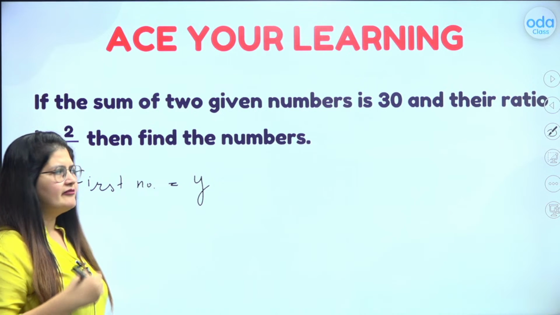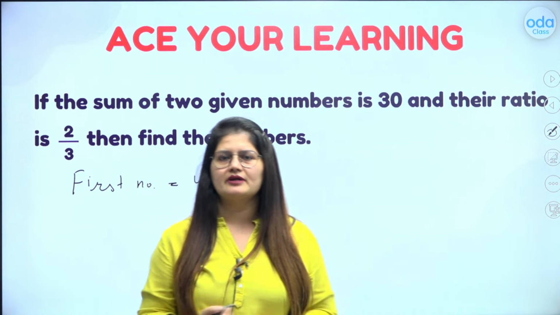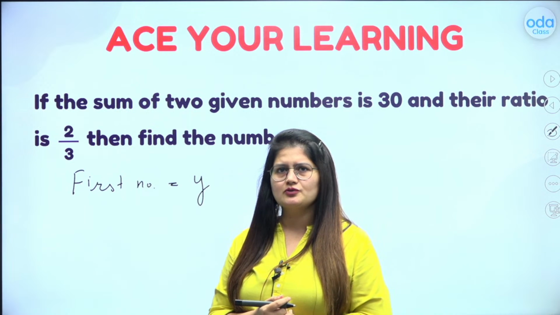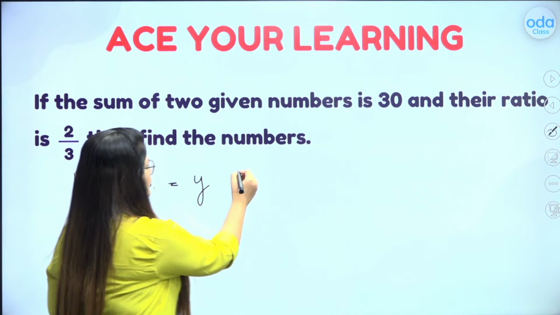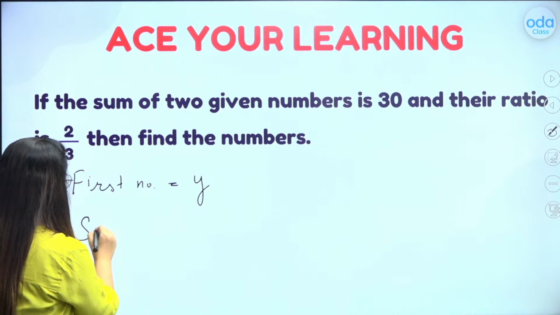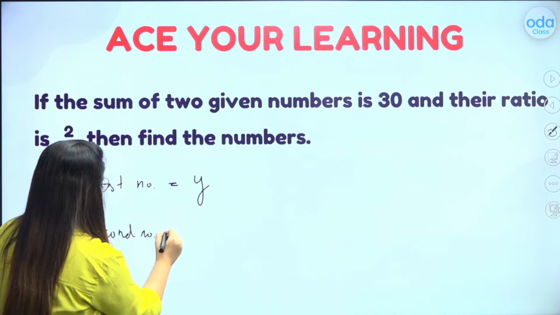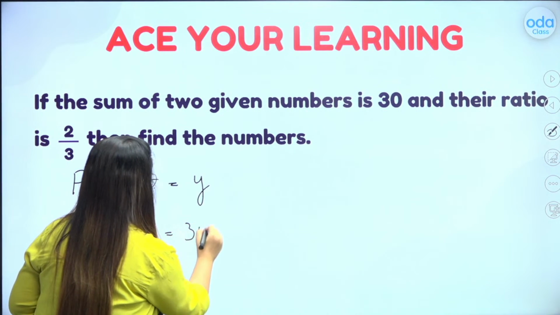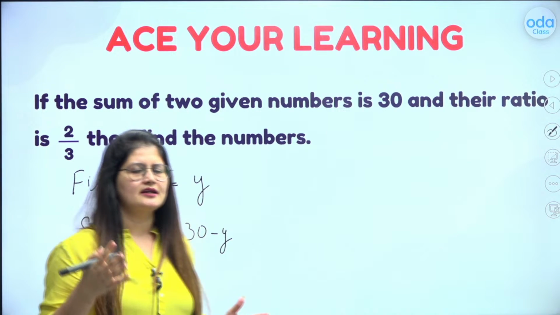And if I ask you what is going to be the second number, then if we have taken the first number as y, the second number is going to be, as we know that the sum of two numbers is equal to 30, can we say that the second number is equal to 30 minus y? Yes. If one number, let's take an example.